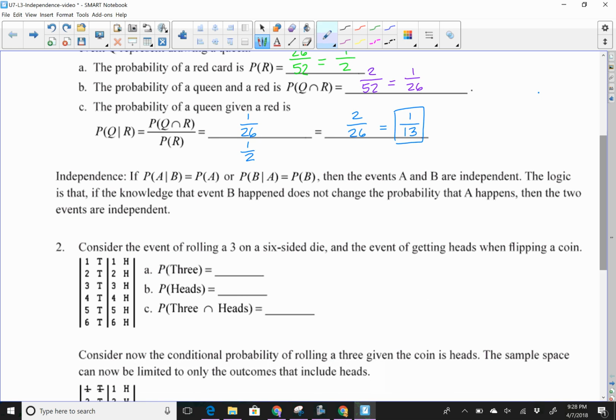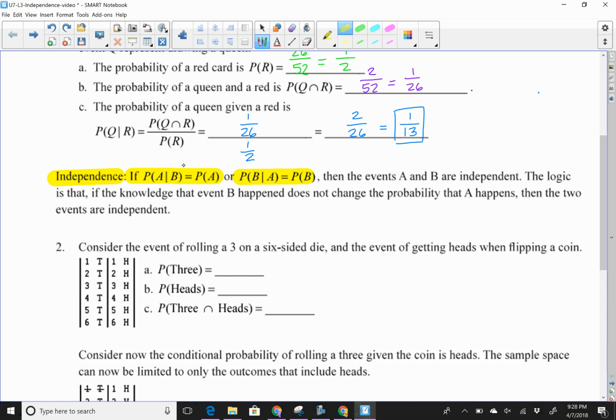Okay, now this next thing is very, very important. It is kind of the definition of independence. Two events are independent if the probability of A given B equals the probability of A, or the probability of B given A is the probability of B.